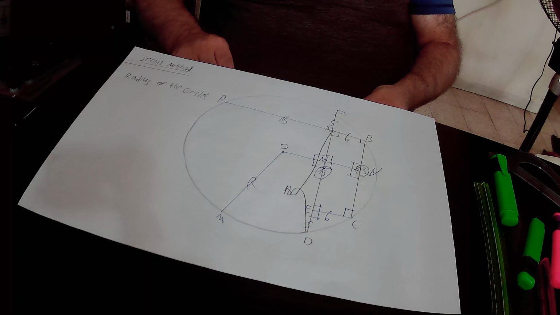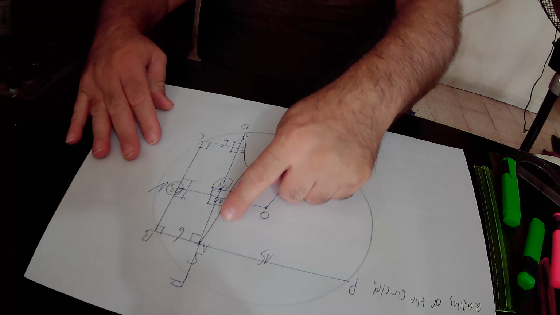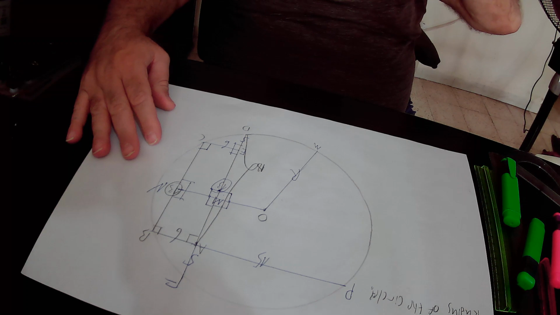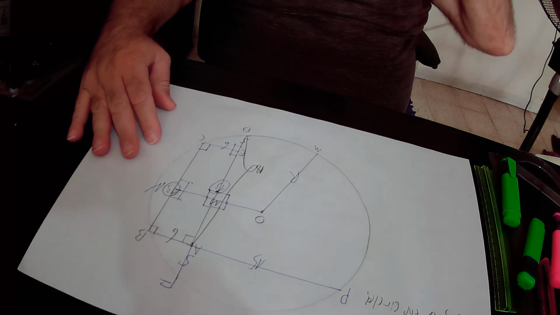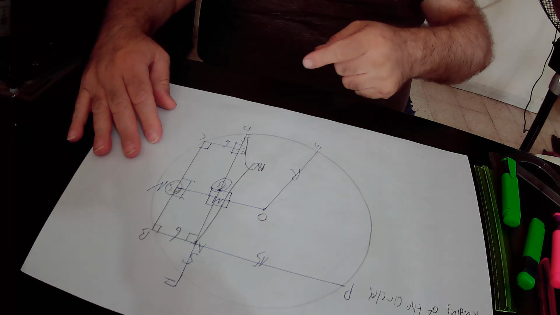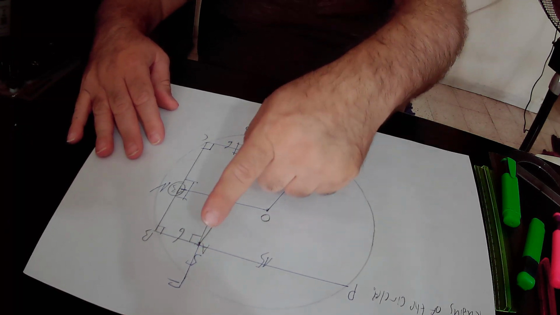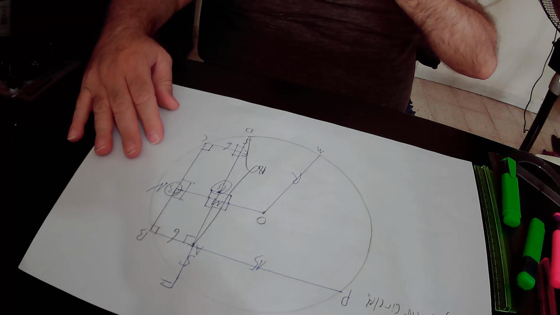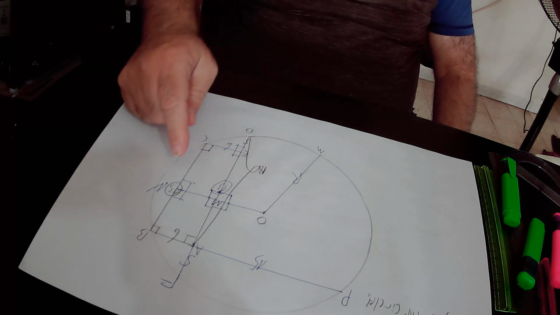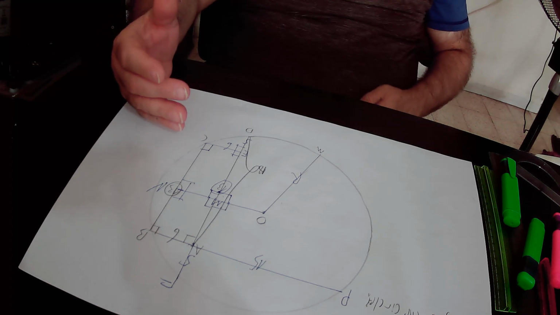Then we extended line segment AD until it touches the circle at point F. By doing this construction, we created chord FD. Okay, we have called it FD here. And we drew perpendicular ON on chord BC. So ON is perpendicular, it is absolutely a straight line.